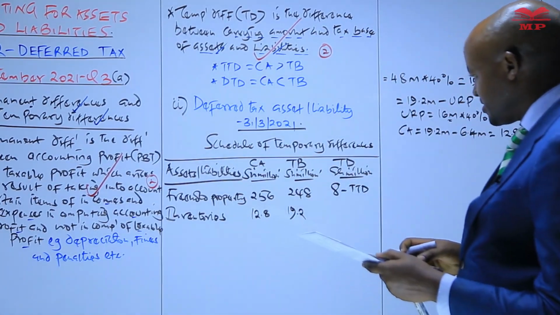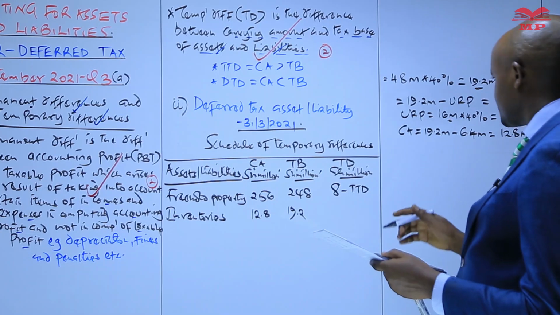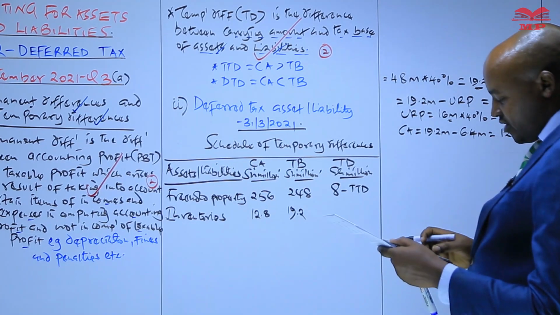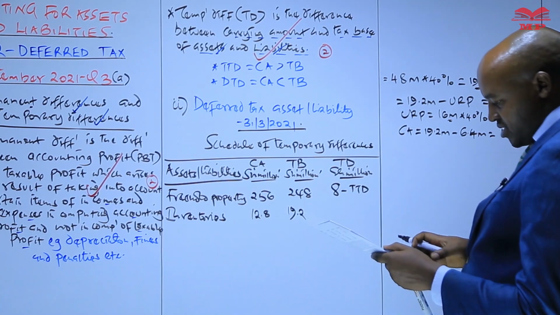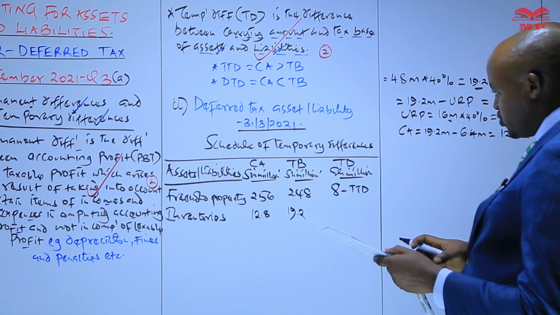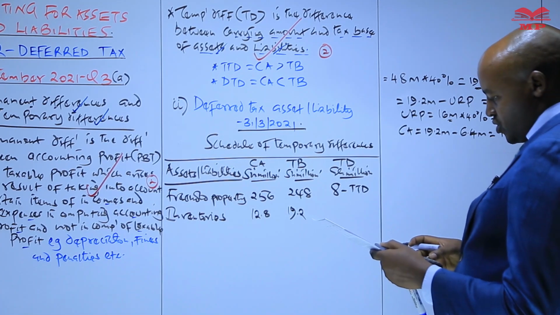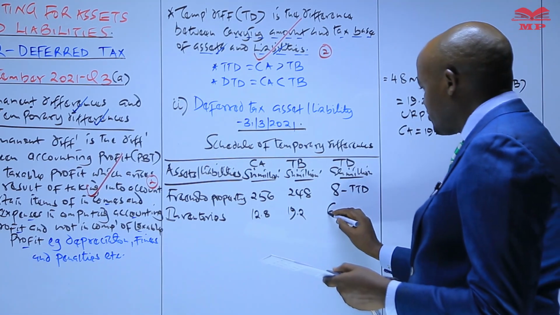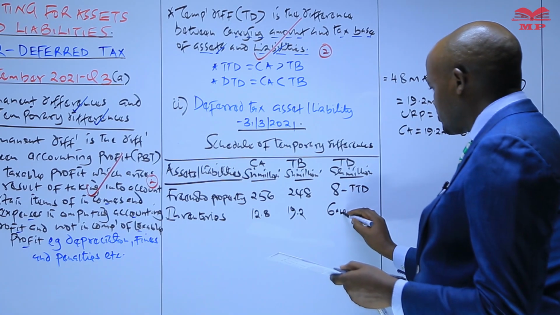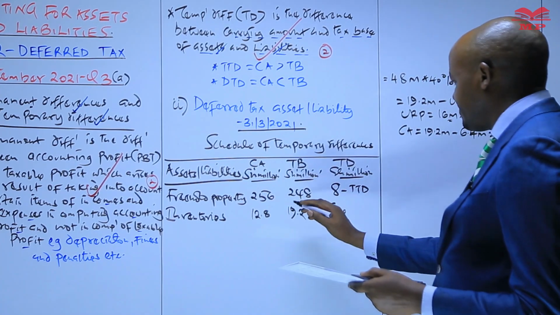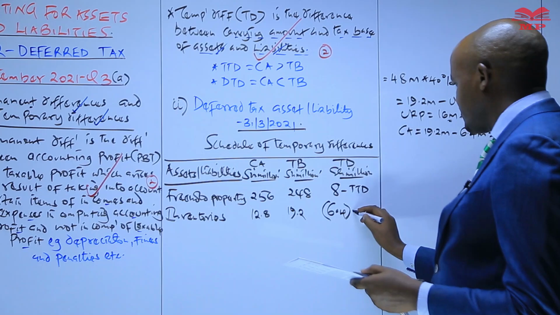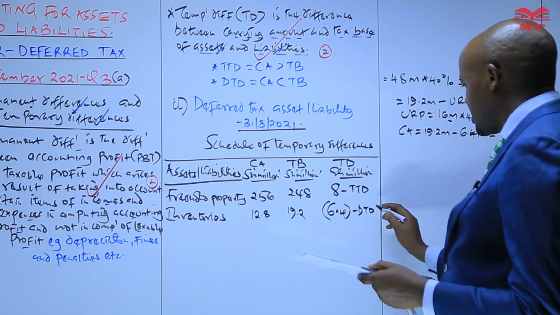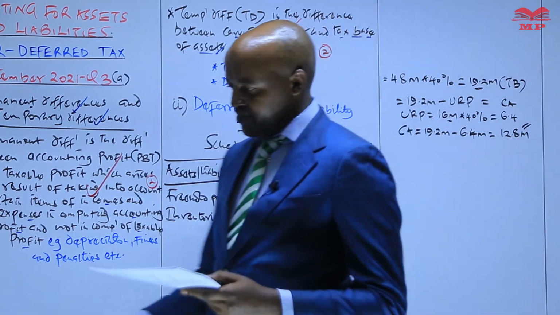So we get the difference, which is this value 12.8 minus 19.2, and that will give us 6.4 million, which is basically a negative figure, and therefore this is a deductible temporary difference.